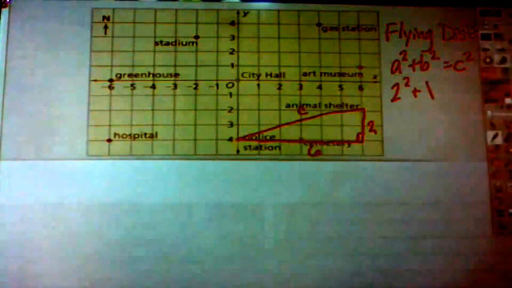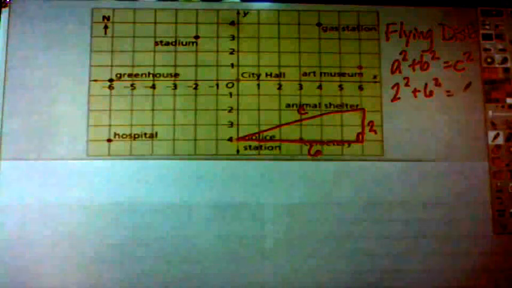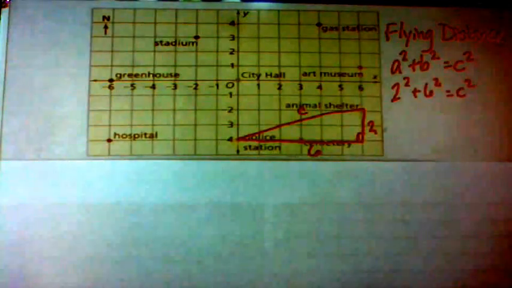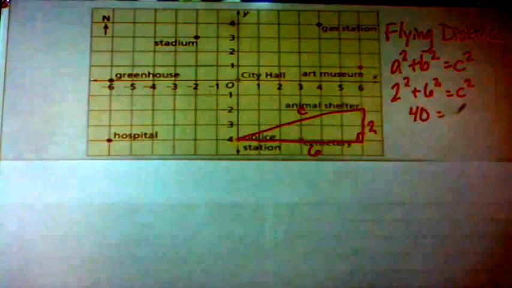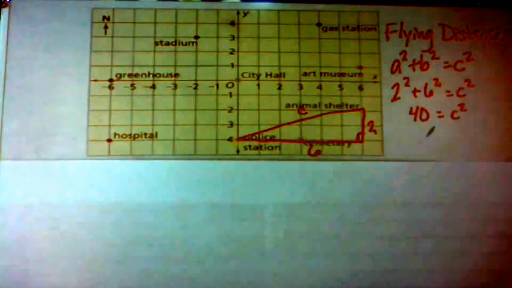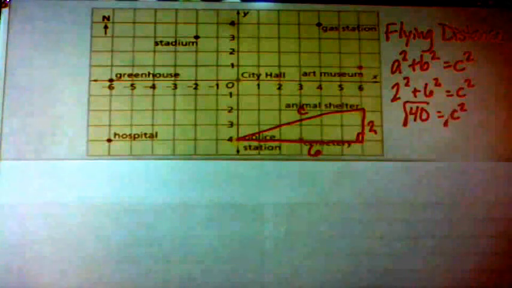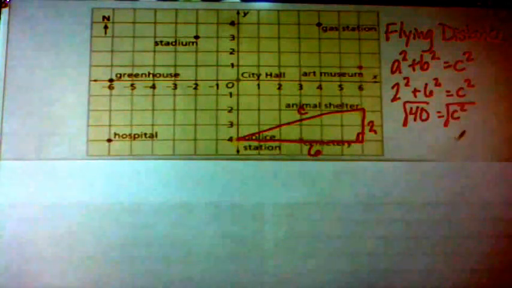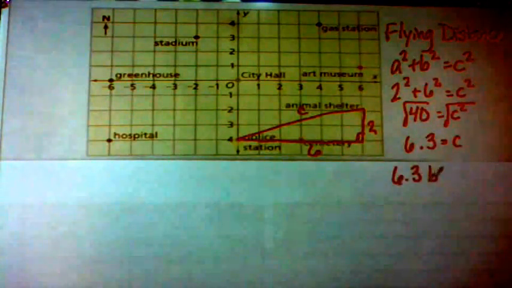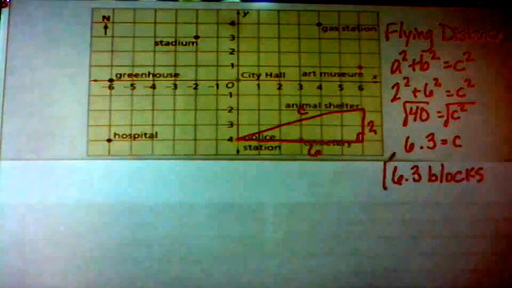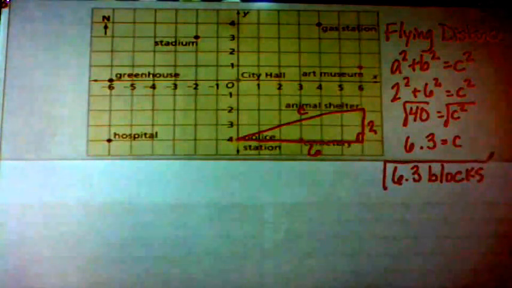So 2 is my a, 2 squared, plus b is 6, 6 squared, equals c squared. 2 squared plus 6 squared is 40. 40 equals c squared. And my last step is to take the square root of both sides. When I take the square root of c squared, I get c. And the square root of 40, rounding to the nearest tenth, is going to be 6.3. So it takes 6.3 blocks to fly from the police station to the animal shelter.